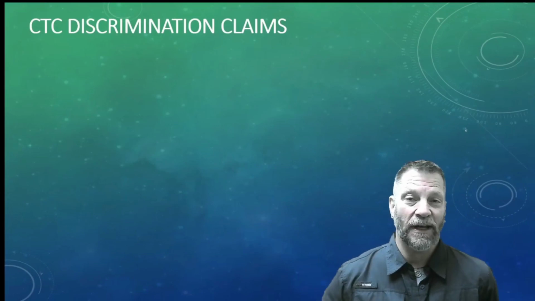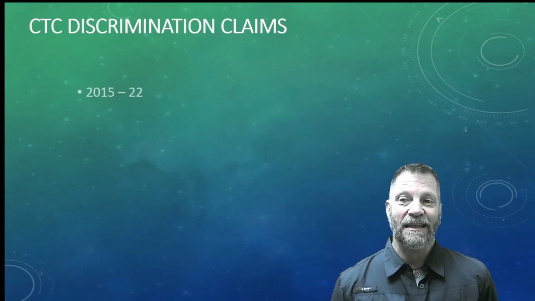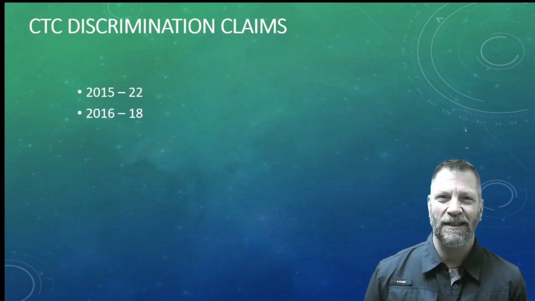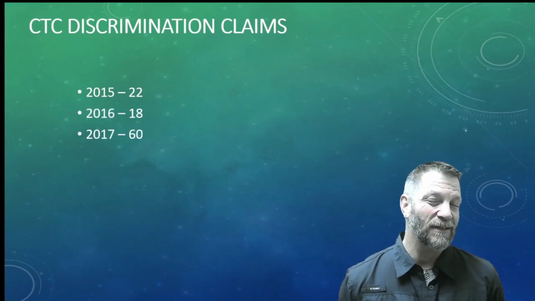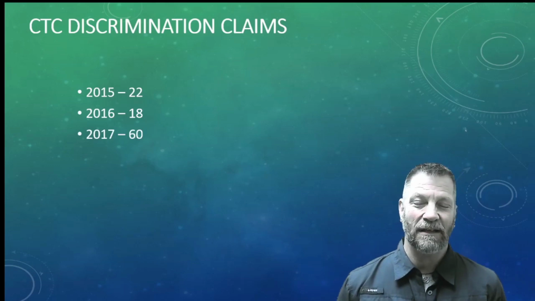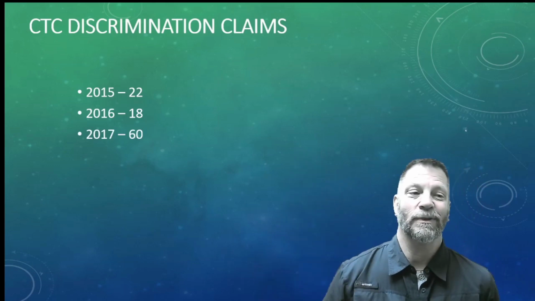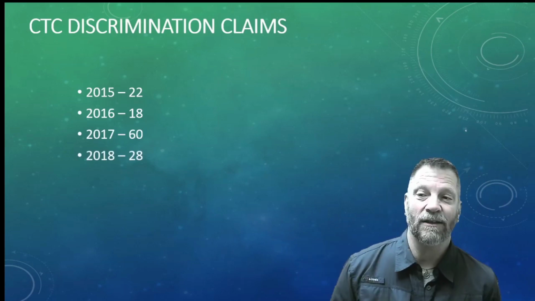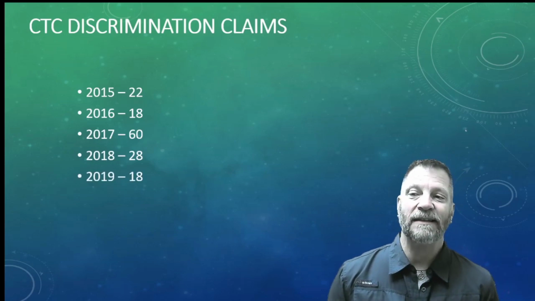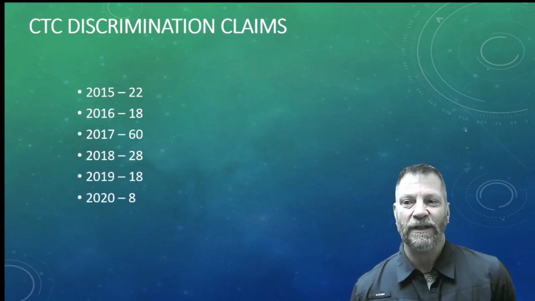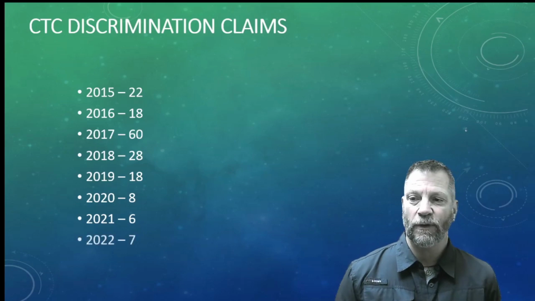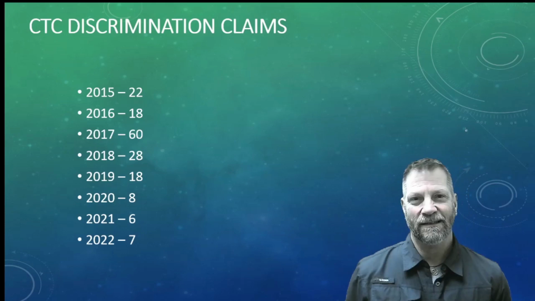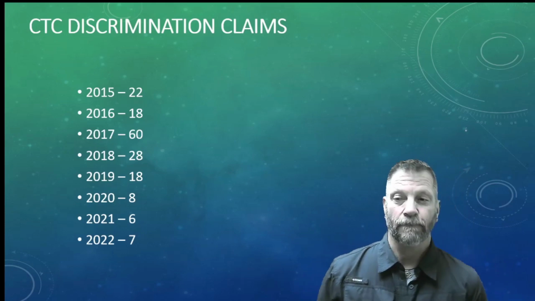Here's a list of complaints filed here at CTC. 2015, we had 22 complaints. In 2016, it dropped down to 18. 2017, I'm not sure what happened in 2017, but it jumped all the way up to 60 complaints. 2018, a significant drop down to 28. 2019, there were 18. 2020, there were 8, and then we move on to 21, 22, 6, and 7. Again, I would guess that has something to do with COVID.